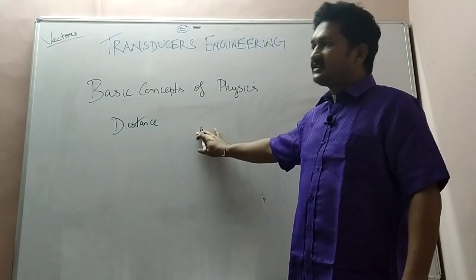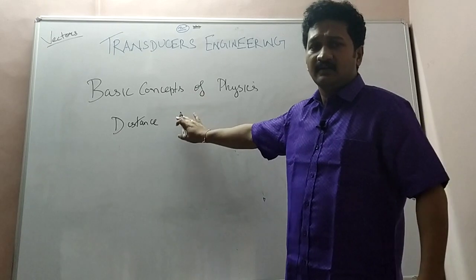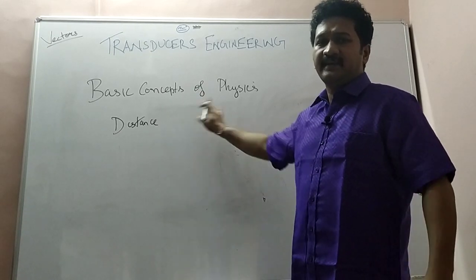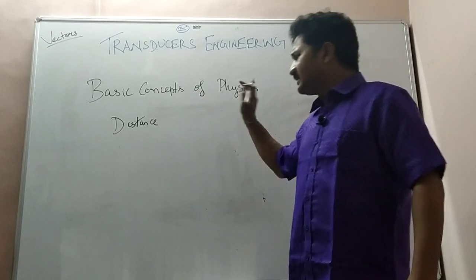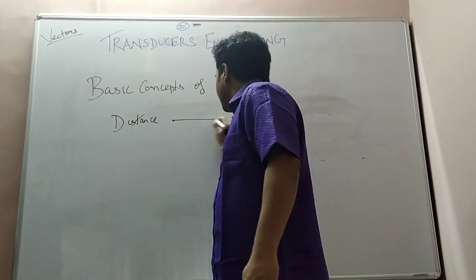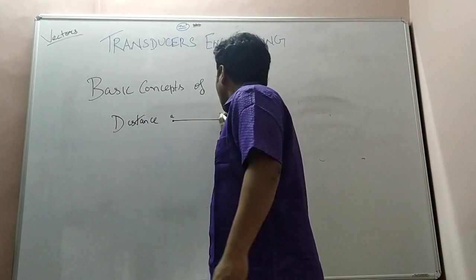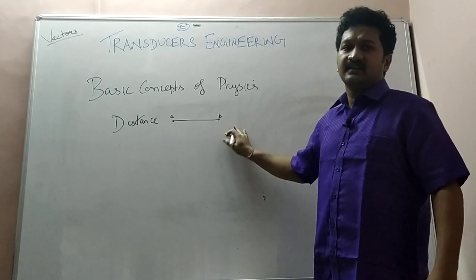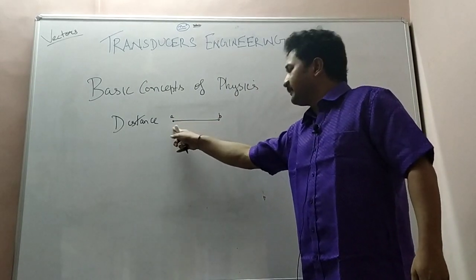Displacement is the shifting of position from one to another, from A to B, movement from A to B. Distance is the measurement of any two points. It may be A, B.